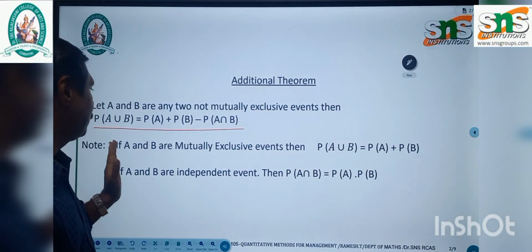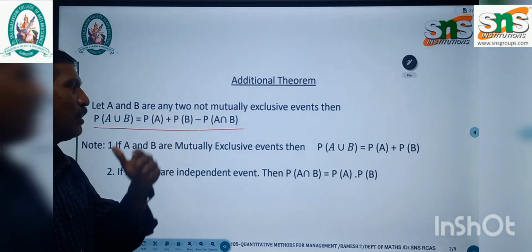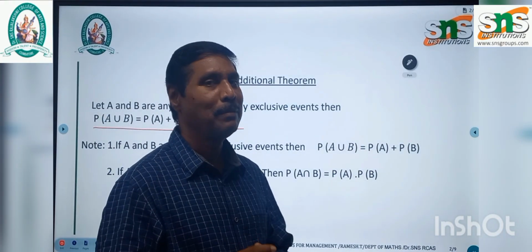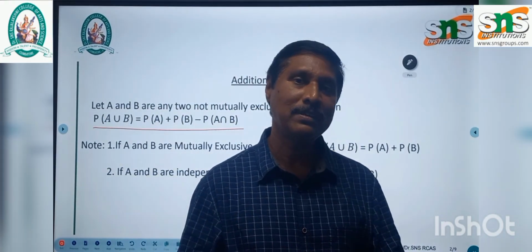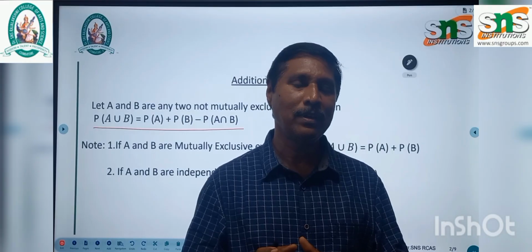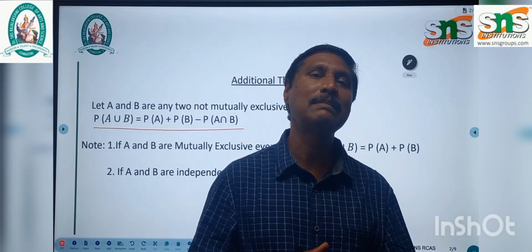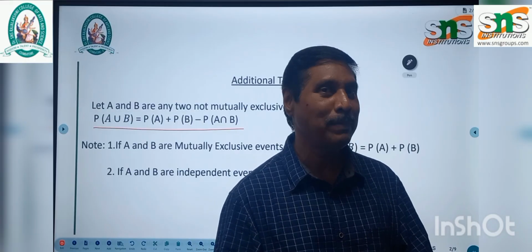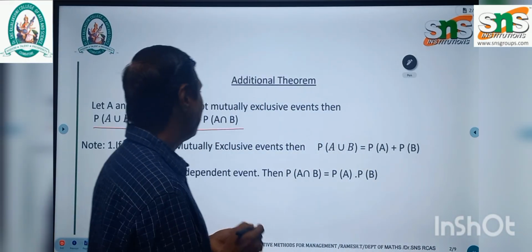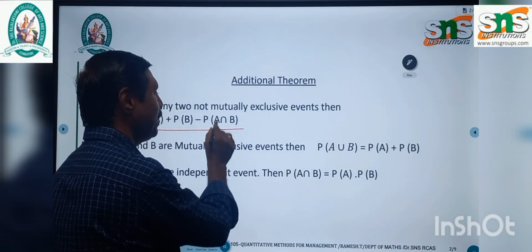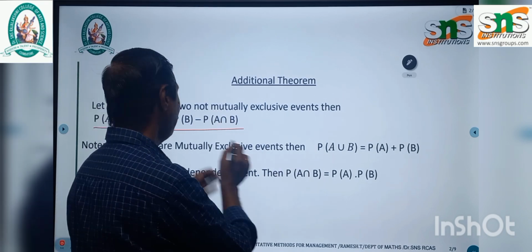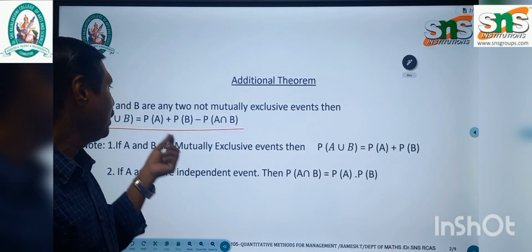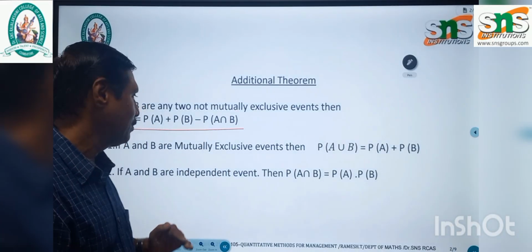Suppose A and B are mutually exclusive. What happens? A and B being mutually exclusive means A intersection B is empty. So what is the probability of the empty set? Already we know the probability of an impossible event is equal to 0. So the probability of phi becomes 0. Therefore, in this case, probability of A intersection B is probability of phi, which is equal to 0. So probability of A union B is probability of A plus probability of B alone, if A and B are mutually exclusive.